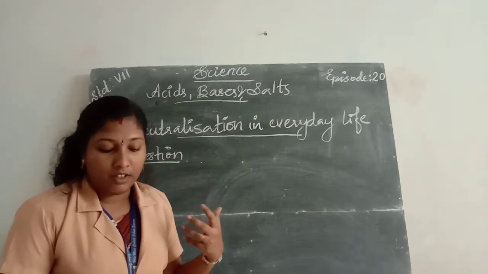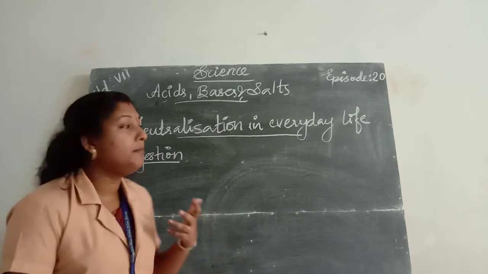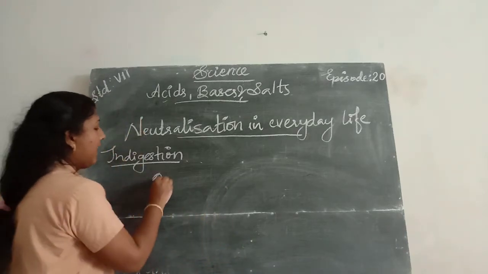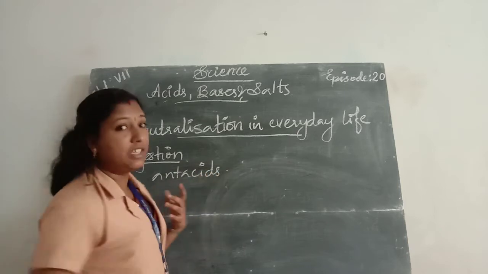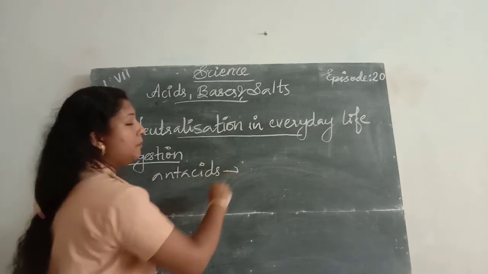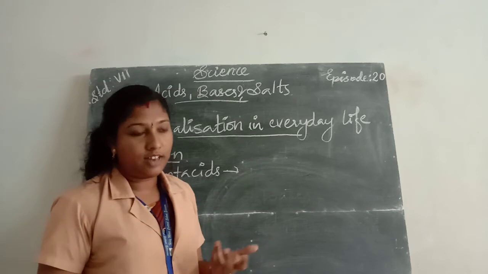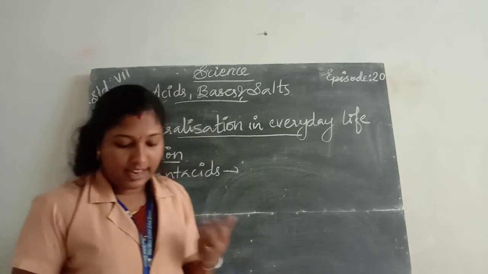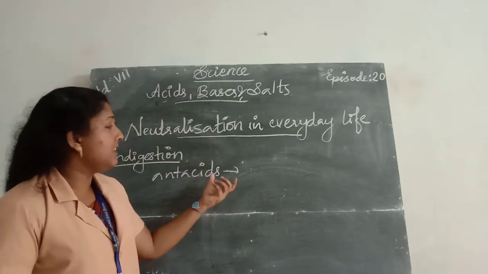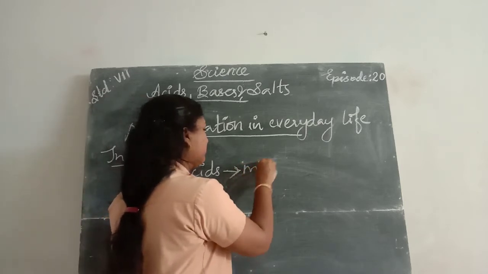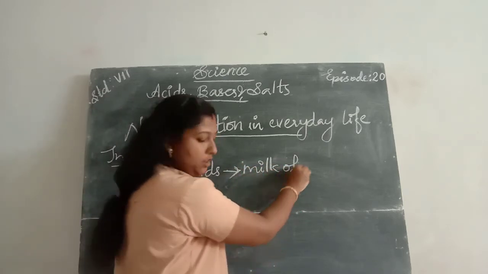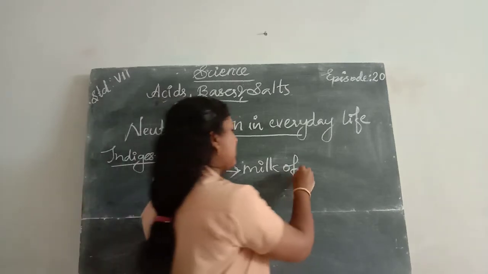We take antacids, like Gelusil, then Pudihara, like tablets. These antacids are milk of magnesia.